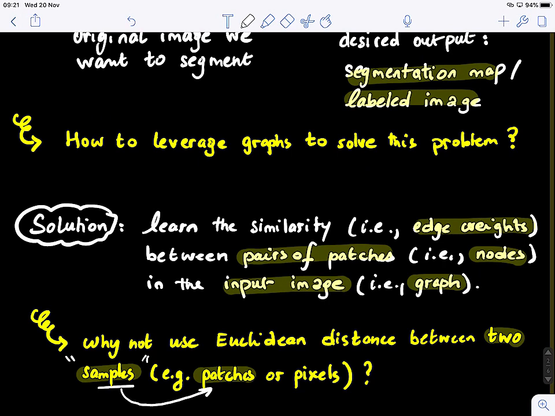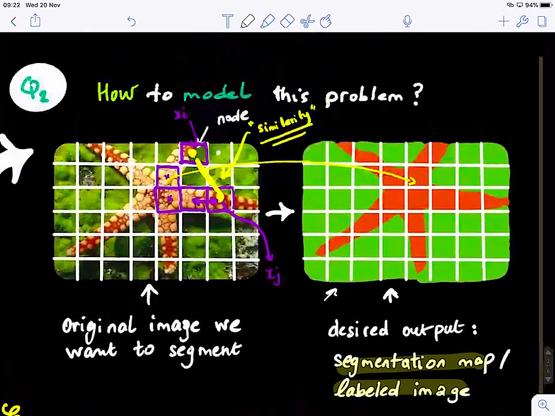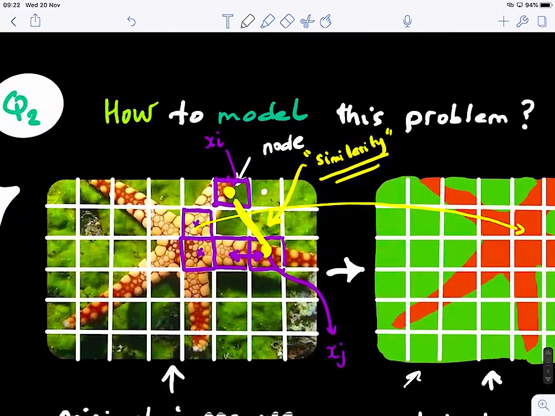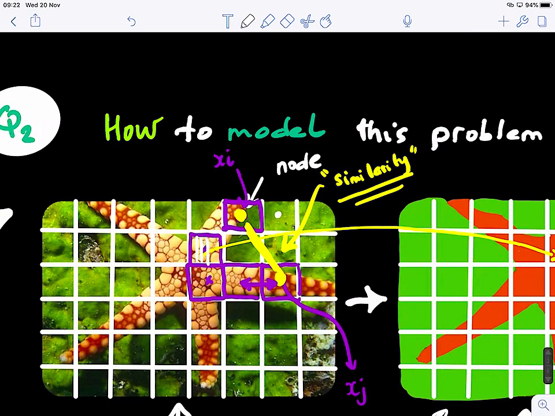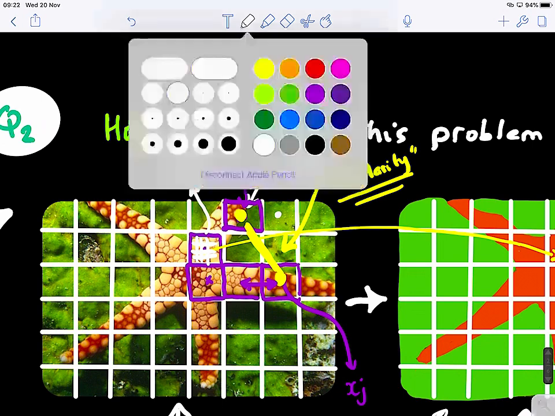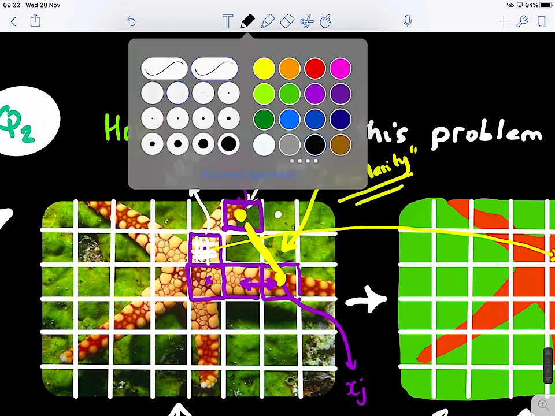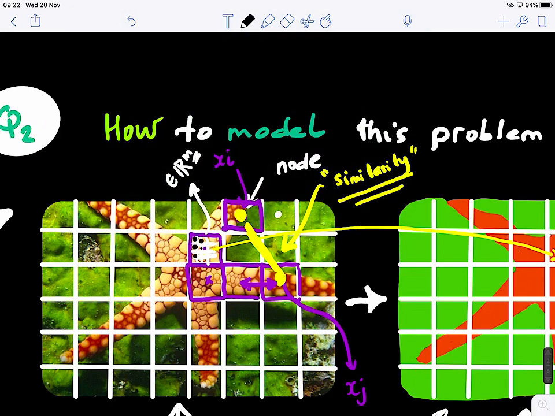So here, a sample can be a patch or a pixel, right? So why not use Euclidean distance? What are the disadvantages of using a Euclidean distance? If you look here, your patches have lots of pixels. So this is not a single value. This belongs maybe to Rm. It has m pixels, so you have m different values inside of this patch.